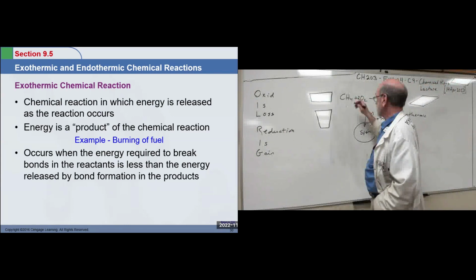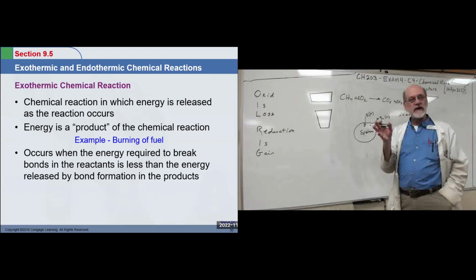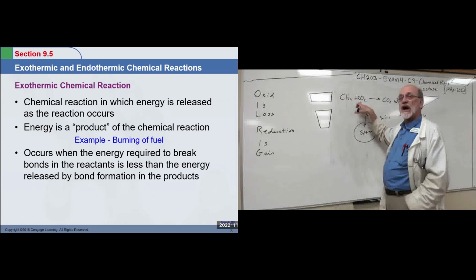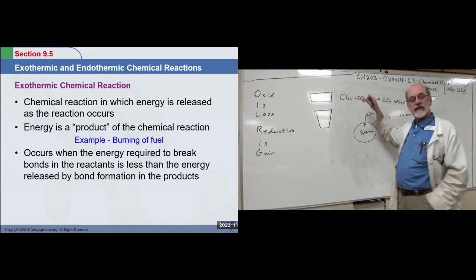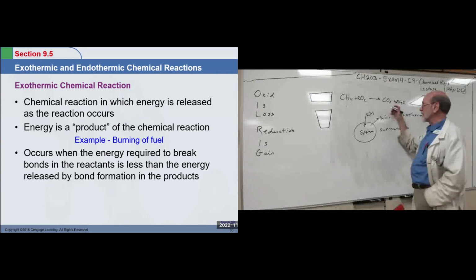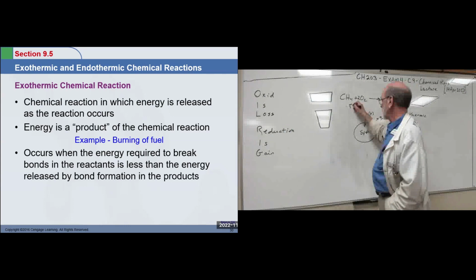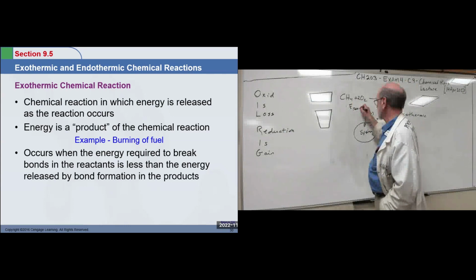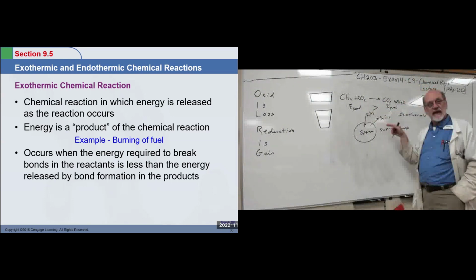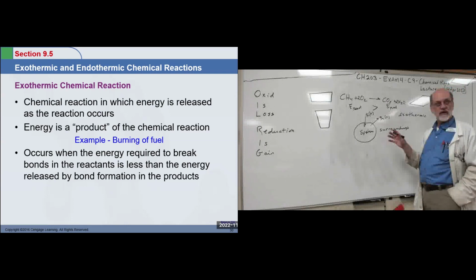Well, it's useful to think of this reaction in terms of conservation of energy, right? The total amount of energy in all of these bonds over here is a certain amount, and the total amount of energy over here is a certain amount. So if the energy of the products is less than the energy of the reactants, where did the energy go? Well, it's given off as heat, or sometimes light, or other forms.